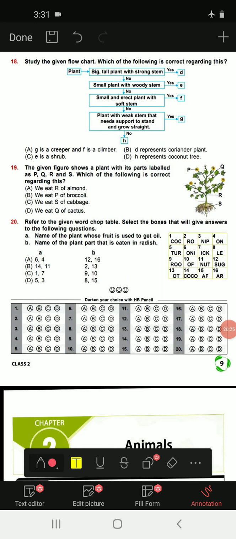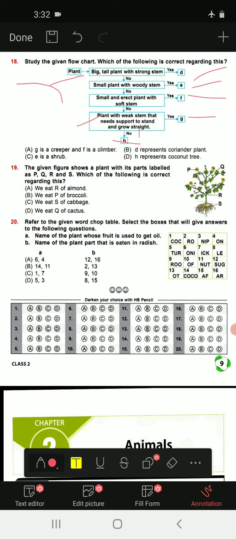Next question. Study the given flow chart. Which of the following is correct regarding this? Here it is written that plant, big tall plant with strong stem. Yes, then D. If no, then small plant with woody stem. If yes, E. If no, then downwards the arrow. If no, then small and erect plant with soft stem. If yes, it is F. If no, then plant with weak stems that needs support to stand and grow straight. If yes, it is G. And if no, then it is H.